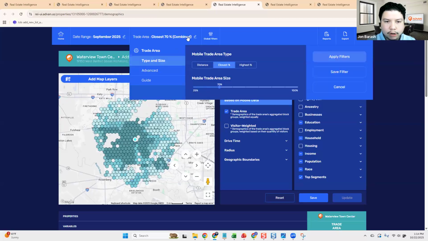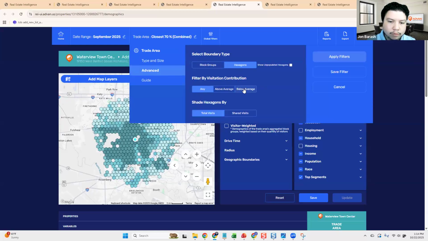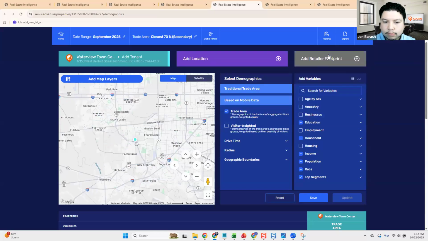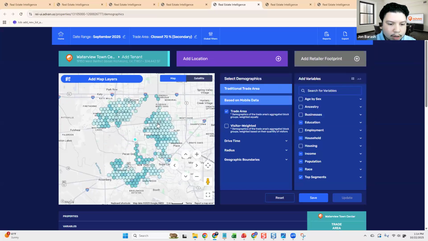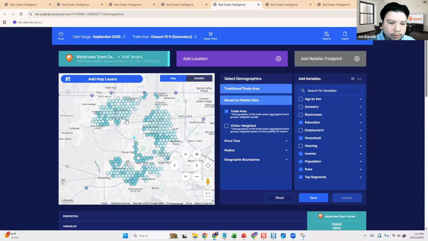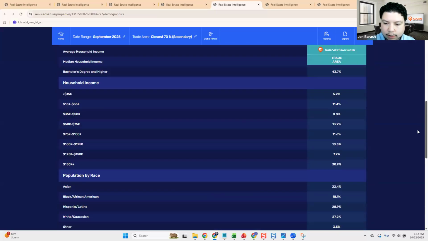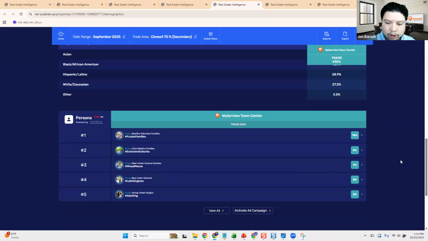So I'm going to go back to trade area at the very top. And under advanced settings, I'm going to say only show me the areas where people are visiting a below average amount. And now we have our underserved customer represented by the 2 lighter shades in our trade area. And if we go down to the bottom, we can take a look to see if there are any new segments that weren't showing up before. And it looks like we have #3, Mixed Mecca.